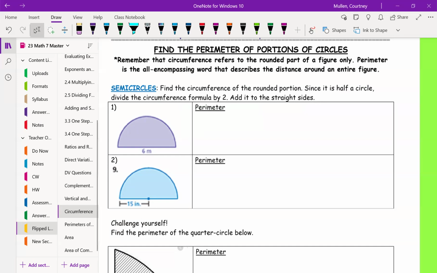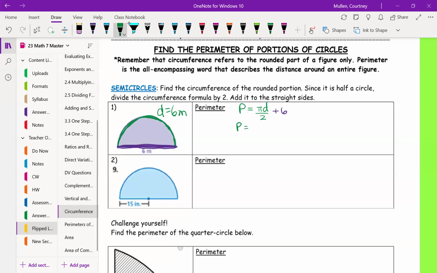So let's start. What's given to us in this figure is our diameter. So we know the diameter is 6 meters. So perimeter is equal to the circumference formula, pi times diameter. But since it's a semicircle, we're dividing it by 2. That counts as this rounded portion that we have just written down. But we also, in finding perimeter, have to add on the flat sides. And that's just 6 units. So we're going to add the 6.